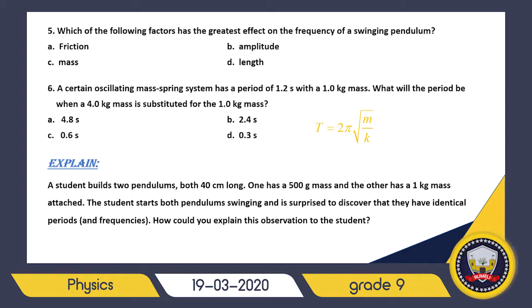The student discovered that both of them have identical, the same, periods and frequencies. How? They have different masses, as you see. One of them is 500 gram and the other is 1 kilogram. How do both of them have the same period and frequency?